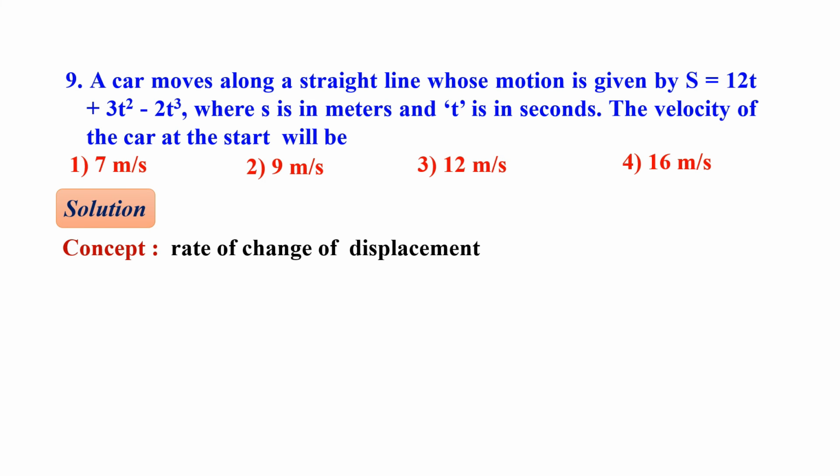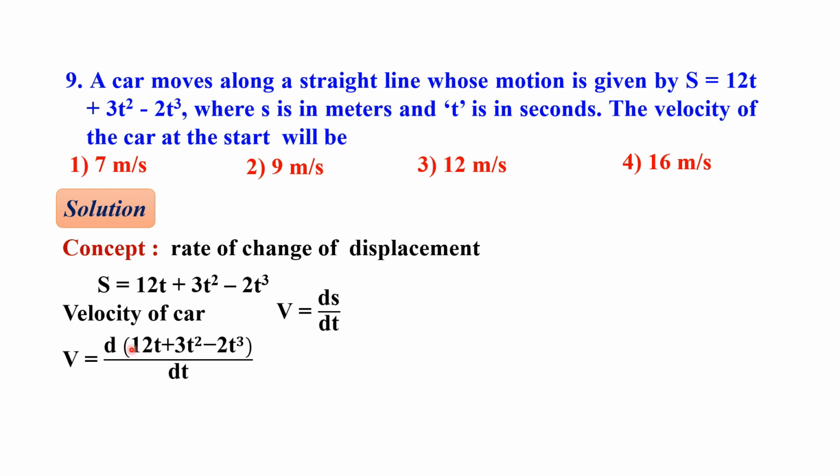Here the concept is rate of change of displacement. S is equal to 12t plus 3t square minus 2t cube, as given in the expression. Velocity of the car, V, is equal to ds by dt. Now we are doing differentiation. d by dt of 12t plus 3t square minus 2t cube. The derivative of 12t is 12, of 3t square is 6t, and of minus 2t cube is minus 6t square.